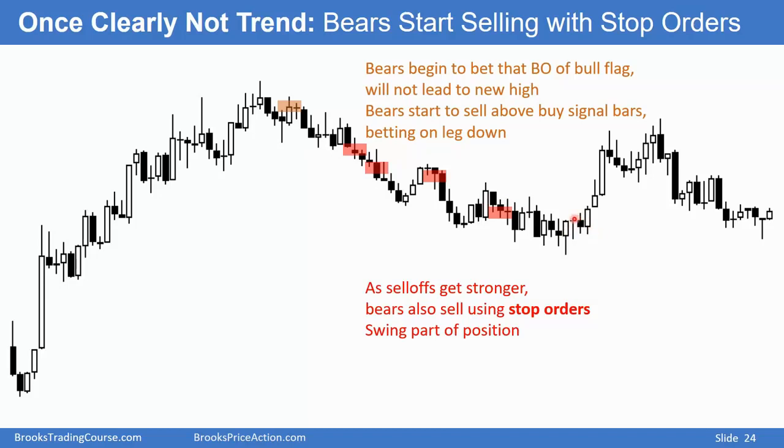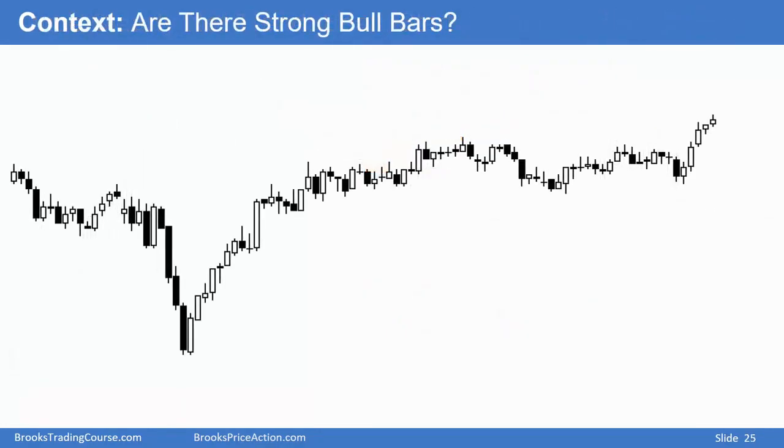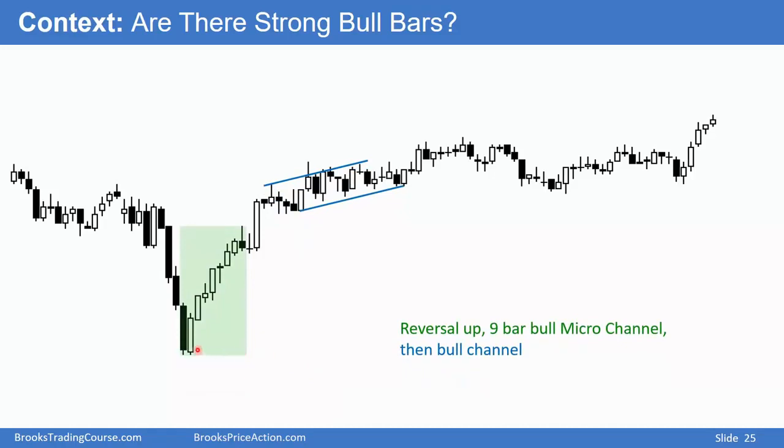This is a good place to get out of shorts, and bulls will start looking to buy here, around a 50% pullback, betting on a bull leg in the developing trading range. Strong bear breakout, terrible follow-through for the bears. 9 bar bull microchannel, 9 bars without a pullback.